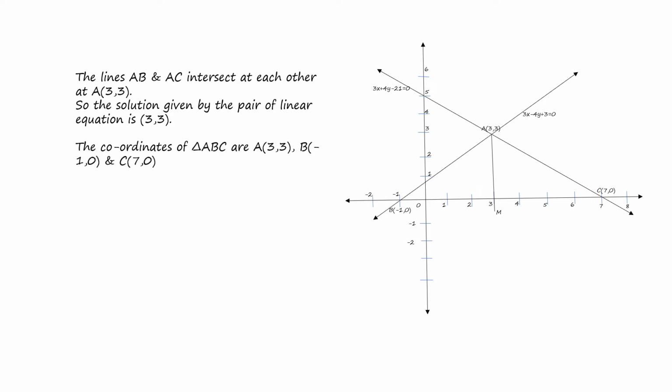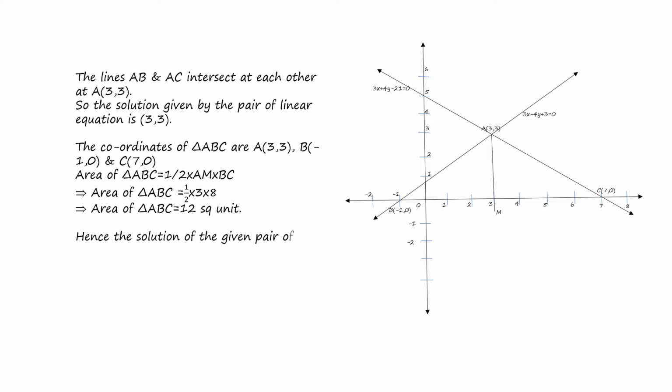Now the coordinates of the triangle ABC are A (3, 3), B (minus 1, 0) and C (7, 0). The area of the triangle ABC is 1 by 2 into height into base. Here, if we treat M to be the point of contact, then AM is the height and the base is BC, so the area is 1 by 2 into 3 into 8, which equals 12 square units. Hence, the solution given by the pair of linear equations is (3, 3) and the area of the triangle so formed is 12 square units. That is the answer.